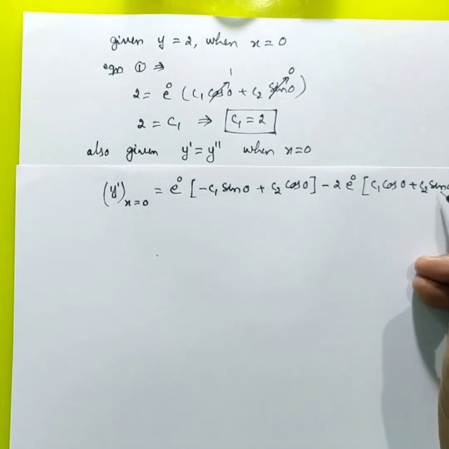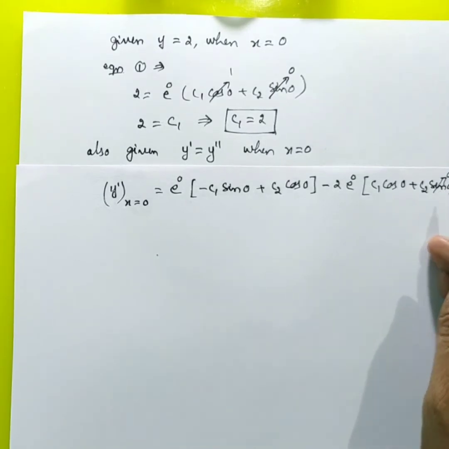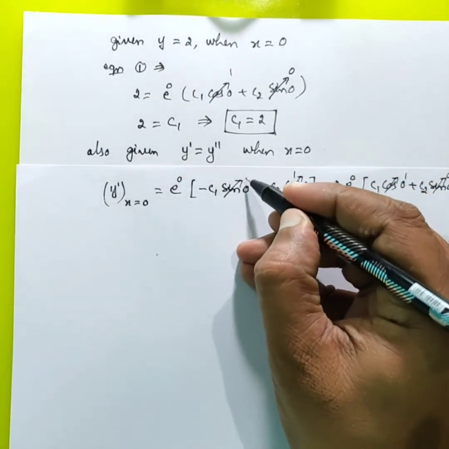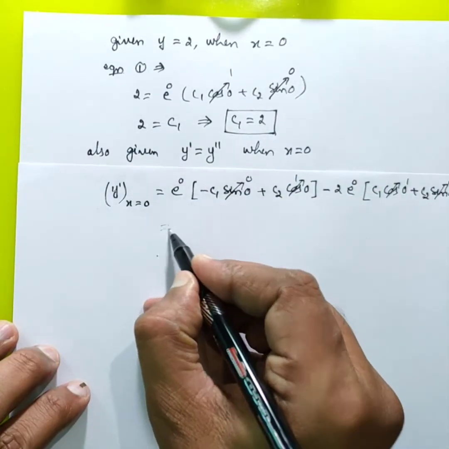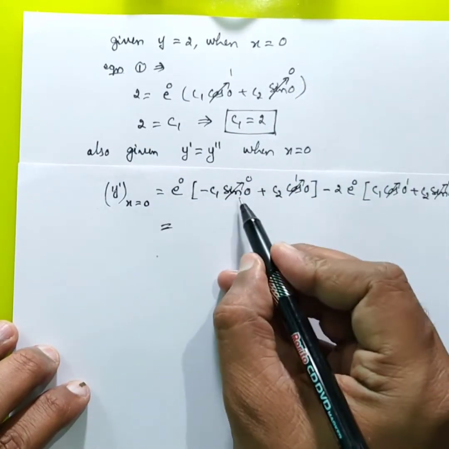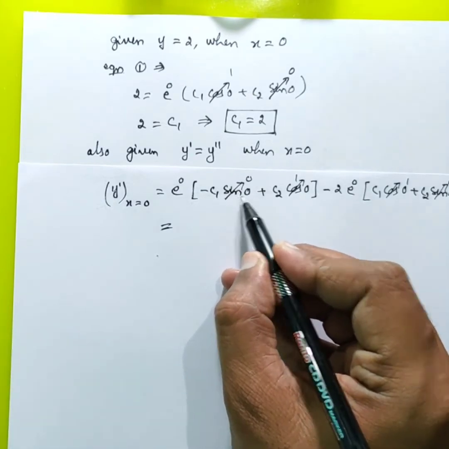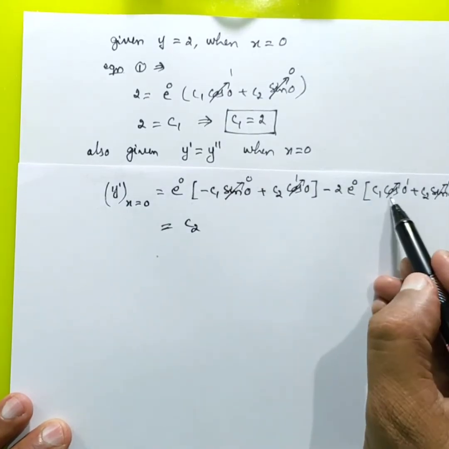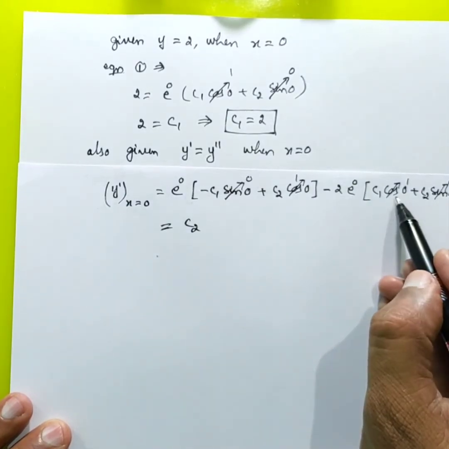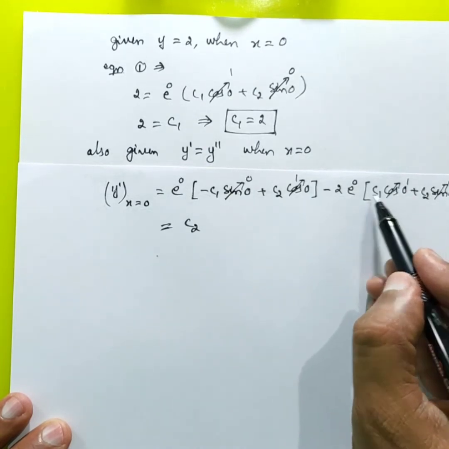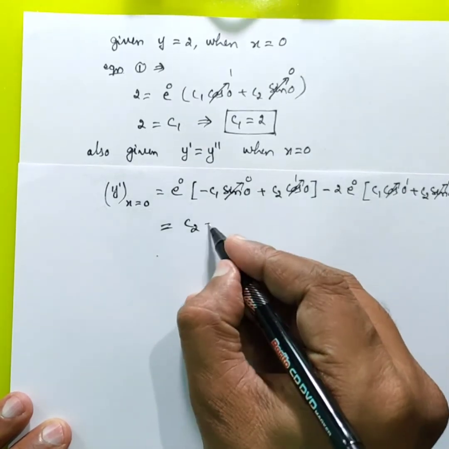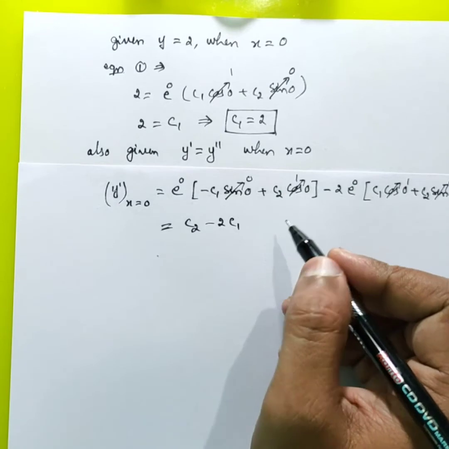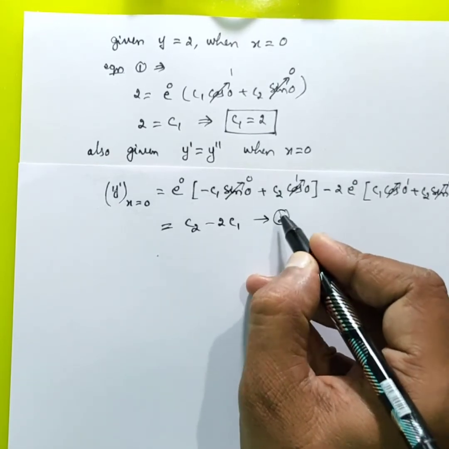So we know that the value of sin 0 is 0 and cos 0 is 1. So e power of 0 will be 1 over here. This is sin 0, you can just ignore this. Sin 0 is 0, so here you have c2. So you're just left with c2 here. Coming to this term, this is 0, you can ignore it. This is 1 here, so c1 you have. So you multiply minus 2 times c1, minus 2c1. So that is one of the equations you have. Let us take this as equation number 2.